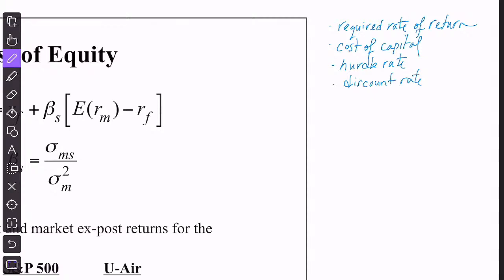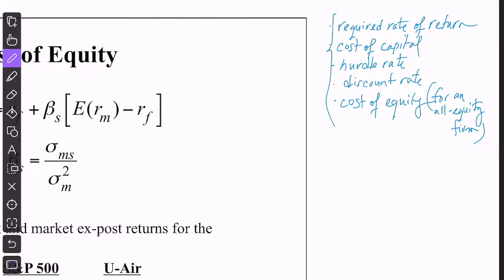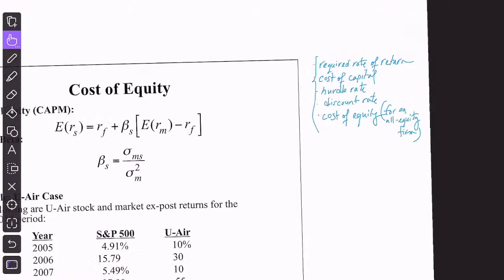So if I'm talking about a firm, I could speak about the cost of equity for an all equity firm. So if you have a corporation that only issues stock, it doesn't issue debt, then that's an all equity firm. So these are all the same expression, and we're trying to sort out what we should use.